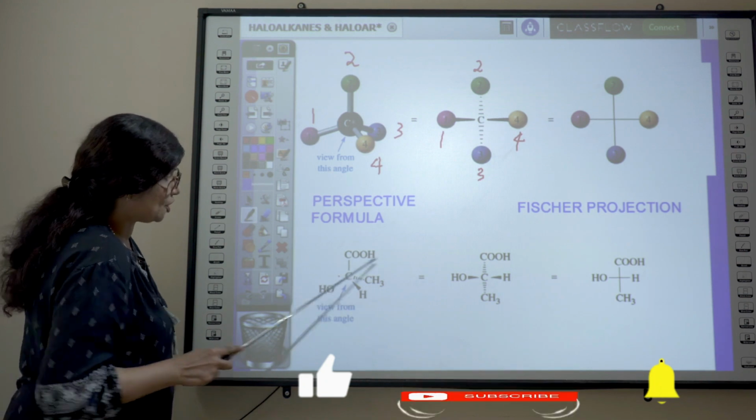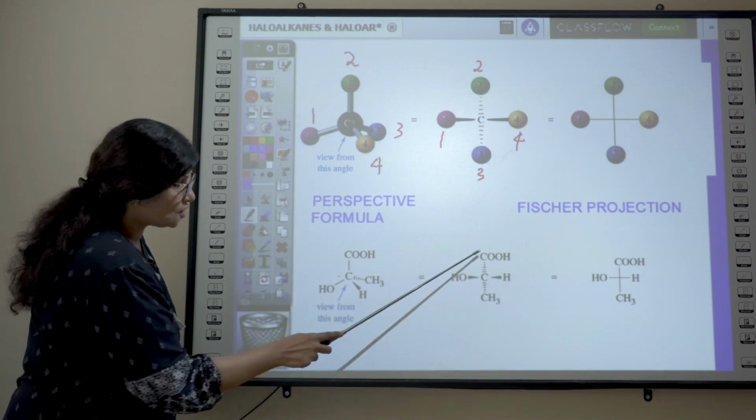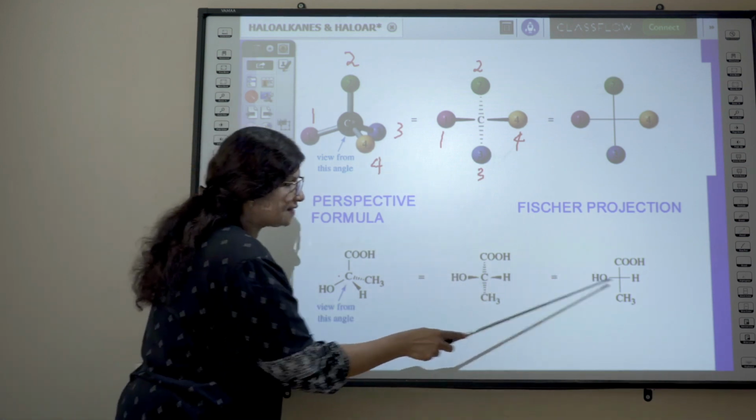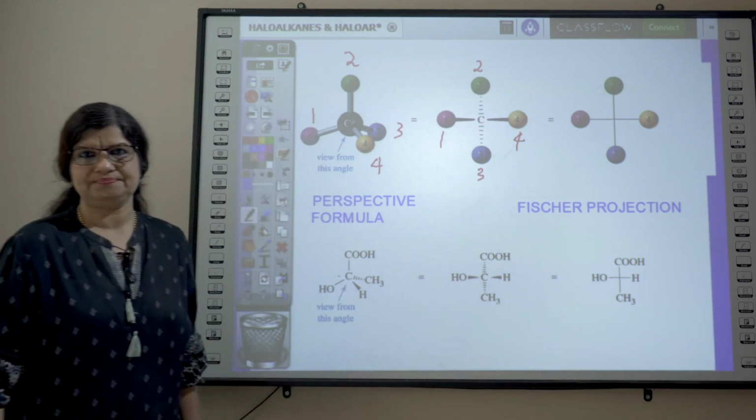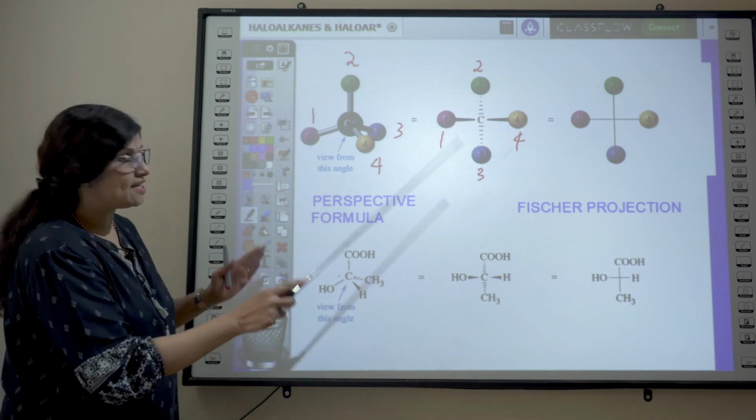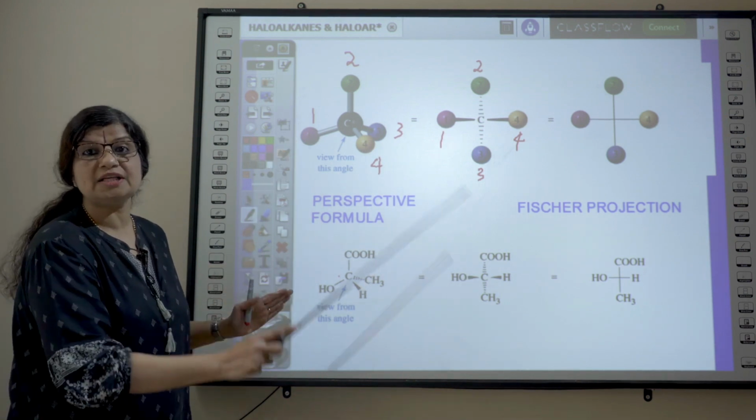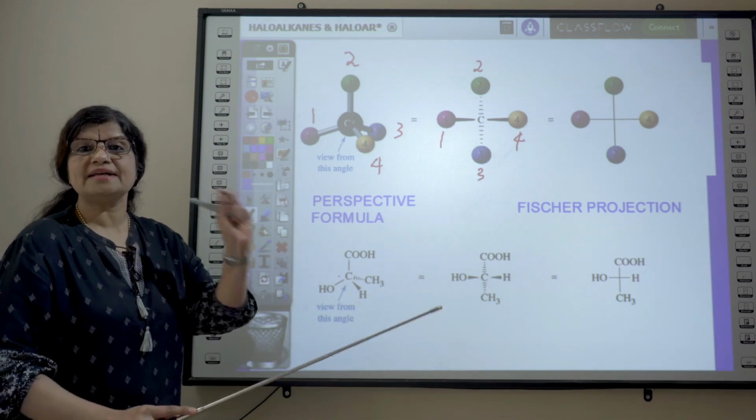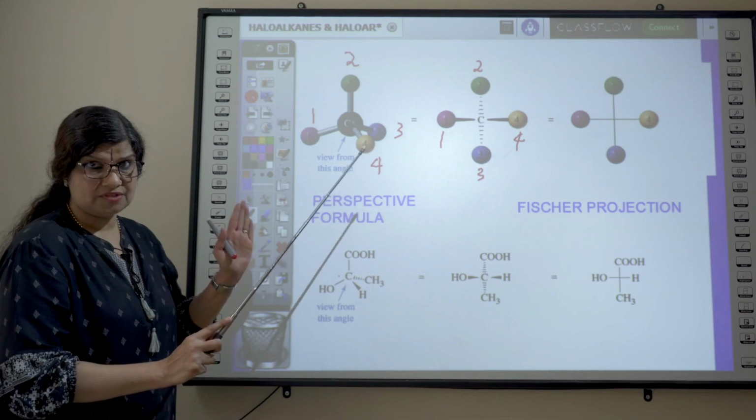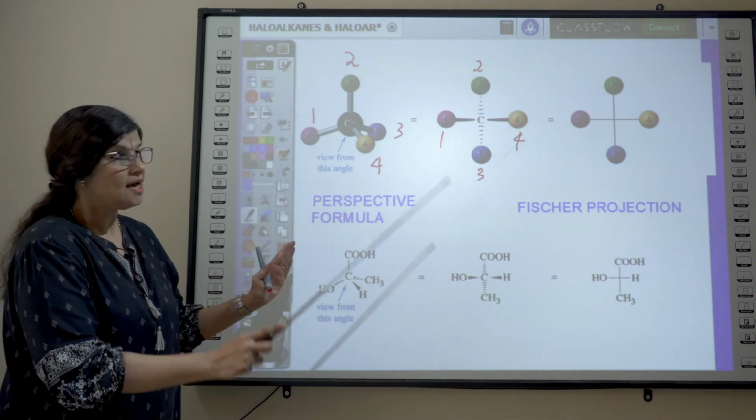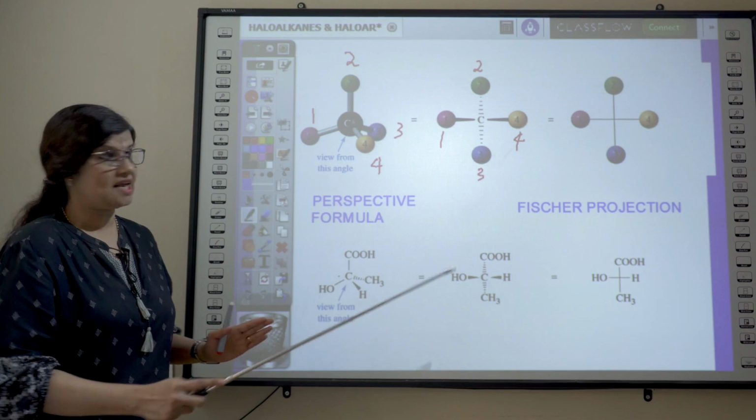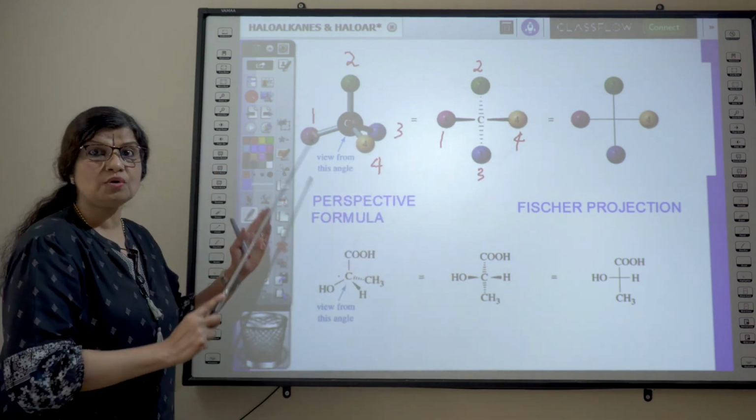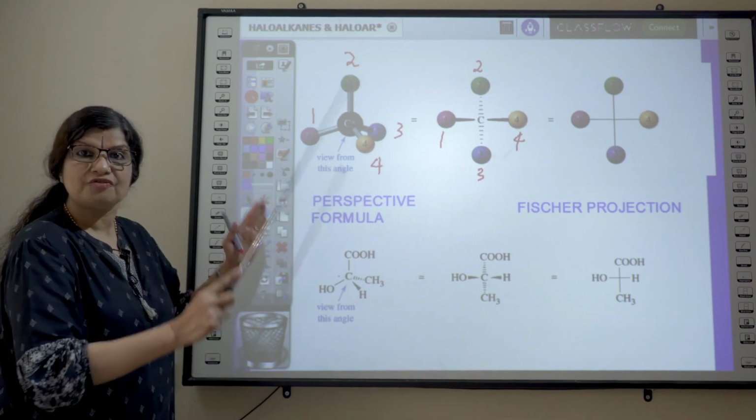COOH and CH3 constitute the components of the vertical bond. We remove the carbon atom and this is the Fischer projection formula. Okay, so you've been introduced now to two different projections or representations of a three-dimensional enantiomer. It's very important that you understand this because in exams, in competitive exams especially, you may be given questions with the Fischer projection formula. So I'm letting you understand the connection between the two first.